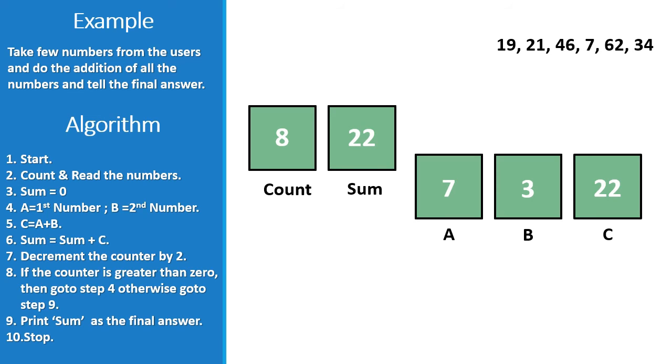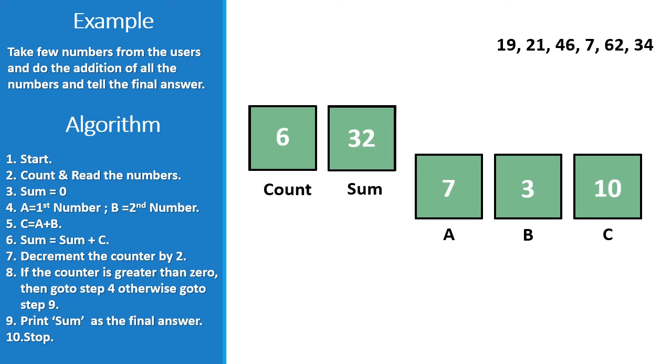The addition of these numbers will be saved in box C, and this value, that is 10, will be added to the value of the sum that is already present in the box and saved there. Here, note that in step 5, we are not considering the previously saved value in the box. But in case of step 6, we are considering the previously saved value. In the next step, we will decrement the counter by 2. According to step 8, we will check the value of the counter, and if it is greater than 0, then again we will go to step 2.